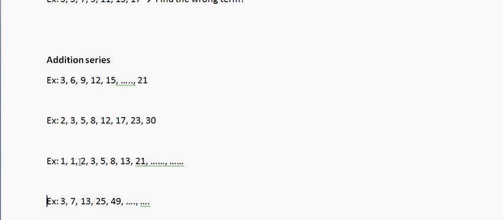In Fibonacci series, the first two terms are random, right? The third term is the sum of the previous two. So 2 is equal to 1 plus 1, 3 is equal to 2 plus 1, 5 is equal to 3 plus 2, 8 is equal to 3 plus 5, 13 is equal to 8 plus 5, 21 is equal to 8 plus 13. The next term would be 13 plus 21, which is 34, right? And the next one would be 55.